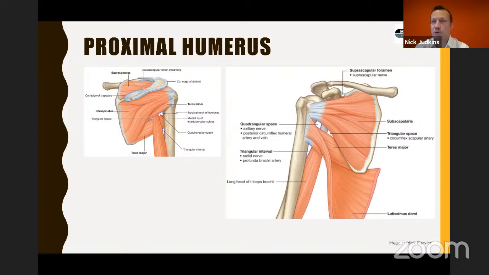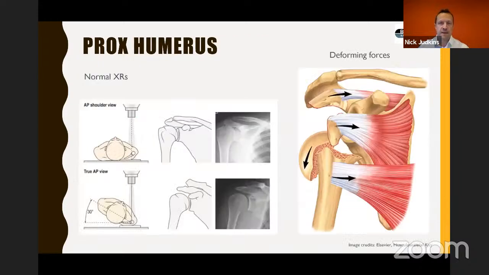The triangular interval is also extremely important because the radial nerve passes through it, but only very, very rarely is there any injury at this level. Normally any injury to the radial nerve or profunda brachii will happen slightly more distally in a midshaft diaphyseal humerus fracture. So just thinking for a second about what radiographs you may be ordering or you may be seeing that are referred to you from A&E.